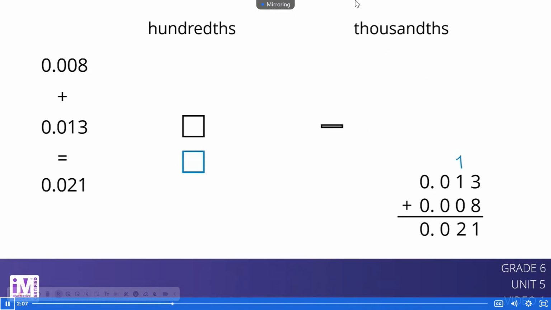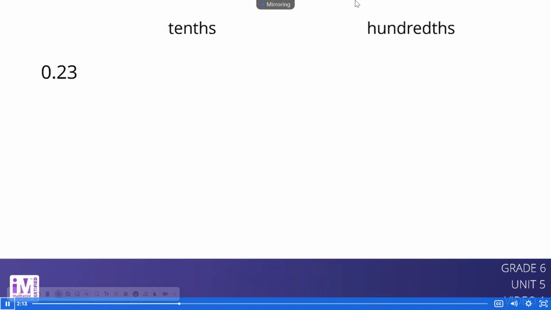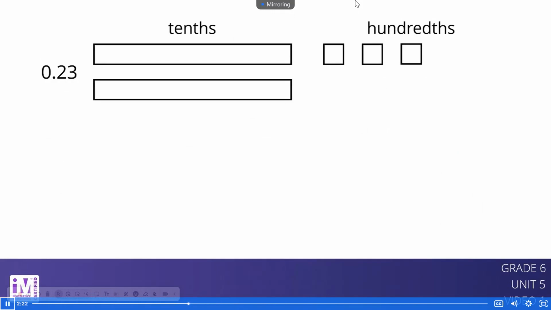Base 10 diagrams can help us understand subtraction as well. Suppose we are finding 0.23 minus 0.07. Here's a diagram showing 0.23, or 2/10 and 3/100ths. Subtracting 7/100ths means removing 7 small squares, but we do not have enough to remove.